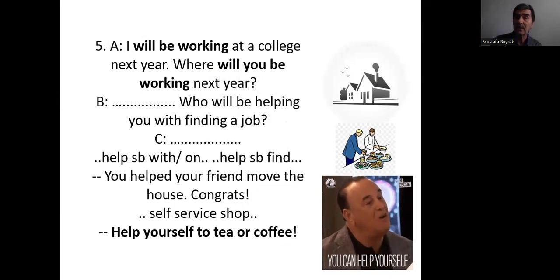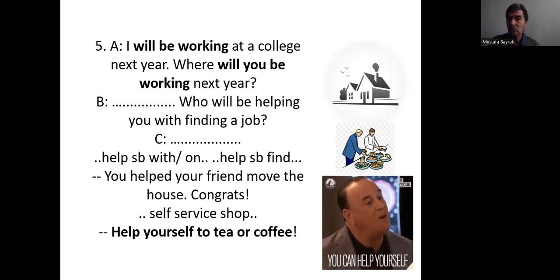So help somebody with something, or help somebody on doing something, help somebody find something, help somebody to find something, also possible, yes. You help your friend move the house. Yes, you help your friends move the house. Self-service shop. Help yourself. Yeah, this is really important. This is a self-service restaurant.